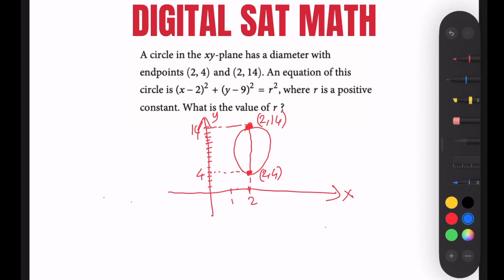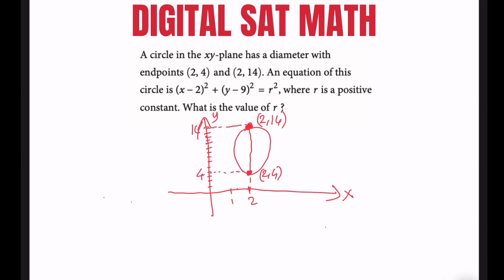So here, what's the radius? We need to determine the radius. If you just pay attention, how many steps we went up from 4 to 14. It's 14 minus 4. That gives you 10. So 10 is the diameter of the circle. Then this would be 5.